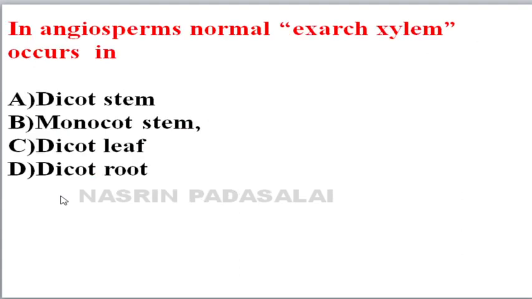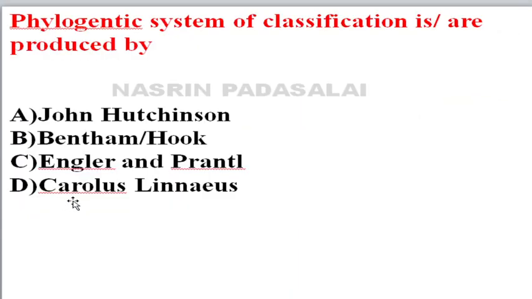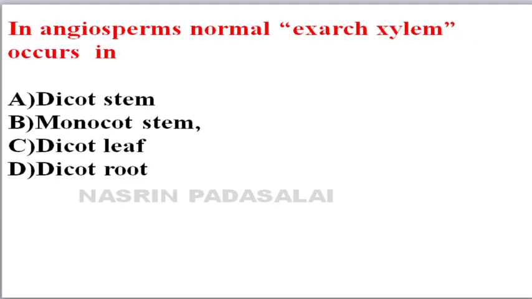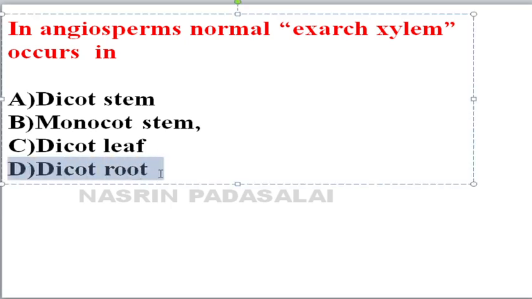Next, in angiosperms, normal endarch xylem occurs in which part of the plant? You should know there are two types of xylem: one is exarch and another is endarch. Exarch means the protoxylem will be towards the periphery, and the phloem and other tissues will be towards the center, whereas endarch is completely opposite. With respect to angiosperms, exarch xylem takes place only in the dicot root. It is an MCQ type of question. The correct option is dicot root.